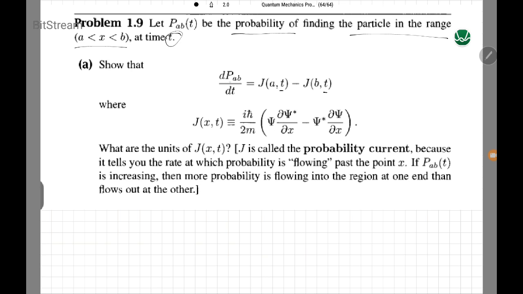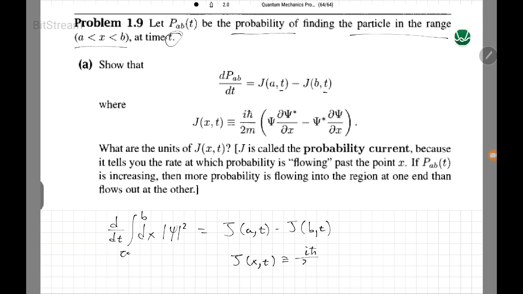We want to show that the time derivative of the probability density function integrated from a to b, so d/dt of the integral from a to b of dx psi squared, is equal to some function J evaluated at x equals a, t, minus J evaluated at x equals b, t, where J is a function of x and t, and it is defined as i h bar over 2m, times psi d psi complex conjugate dx, minus psi complex conjugate d psi dx.